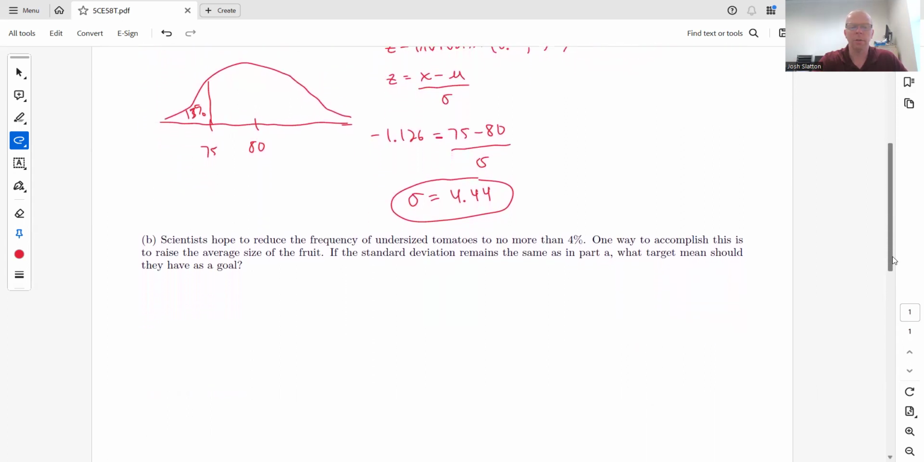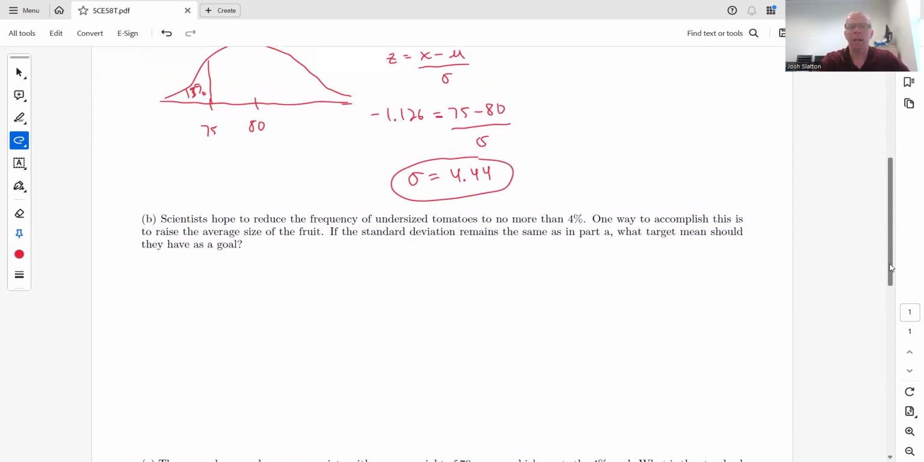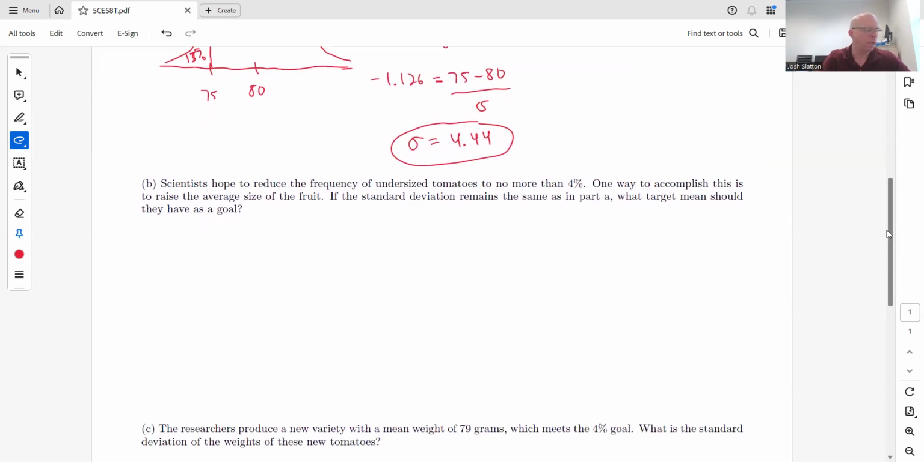scientists hope to reduce the frequency to no more than 4%. One way to accomplish this is to raise the average size of the fruit. If the standard deviation remains the same as in part A, what is the target mean? So now we're going to do the same thing, but we're going to change this to 4%, and then we're going to use the standard deviation we found, and now we're going to look for the mean. It's a similar problem, but we're looking for something a little bit different. Again, you may not need to draw the picture, but it definitely helps.